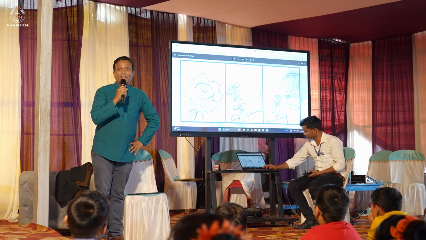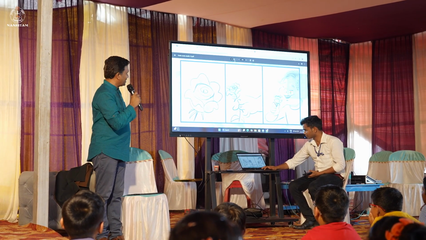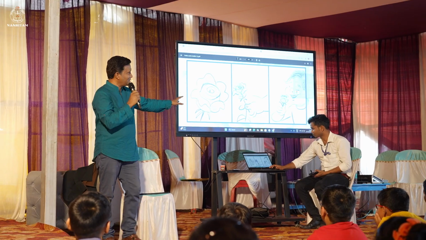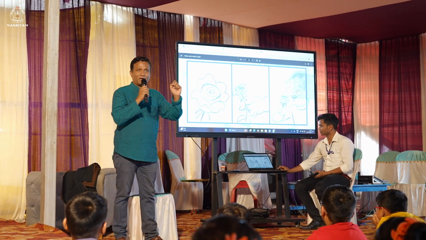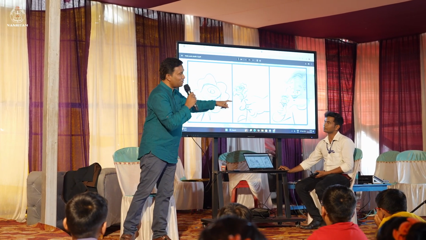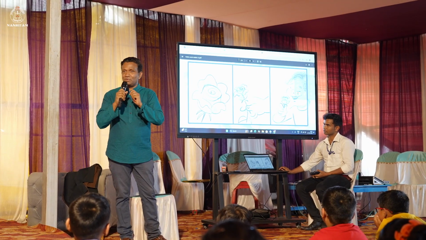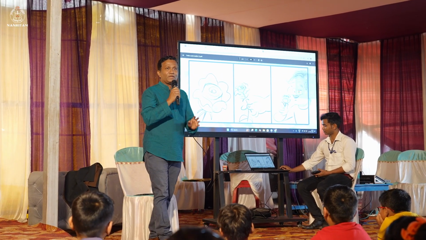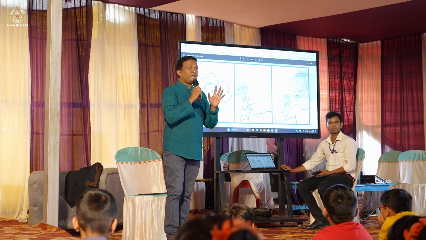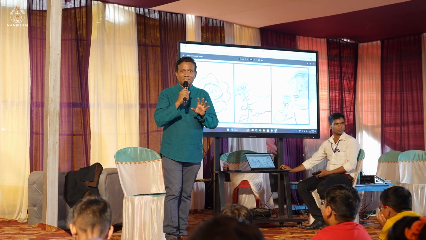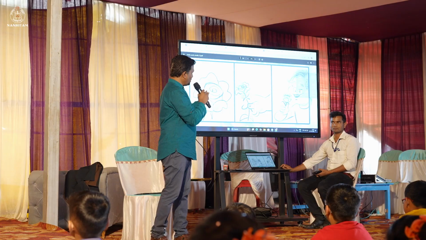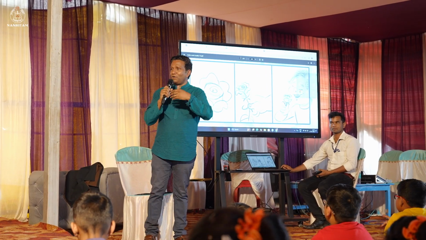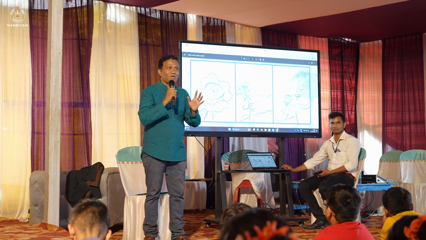Now, can you see a story? Yes. Panel 1, there's a rose. Panel 2, somebody is plucking the rose. Panel 3, you see a child smelling the rose. That's a short story. So in a comic book, we tell a story in panels. So panel 1, 2, 3 and it goes on and on, depending on how long your story is.